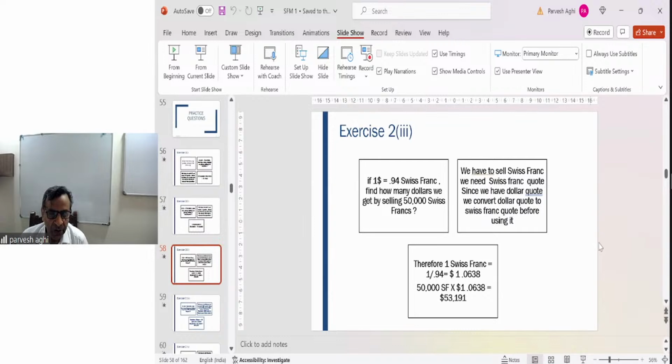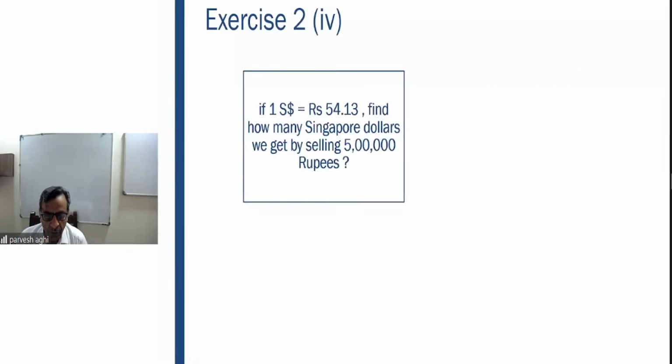Let me go to the next one. If 1 Singapore dollar is 54.13 rupees, find how many Singapore dollars we get by selling 5 lakh rupees. Let's answer this question, please. Now apply your mind and do it. Yes, Manshal, you got it right. PT has also done it right, Prashant has also done it right, and Shruti has also done it right. So you're following it.